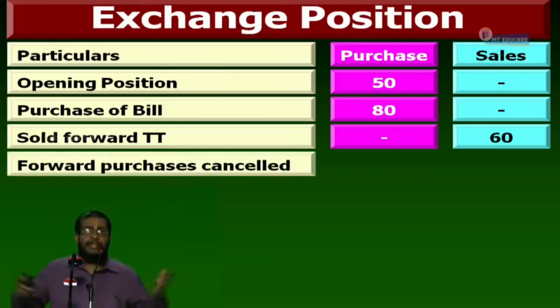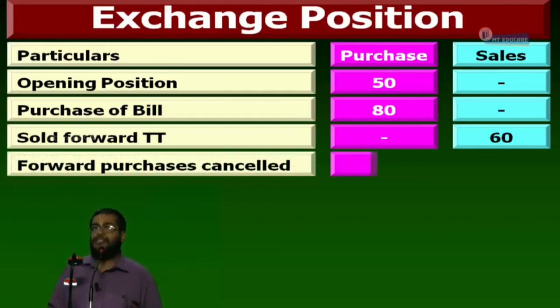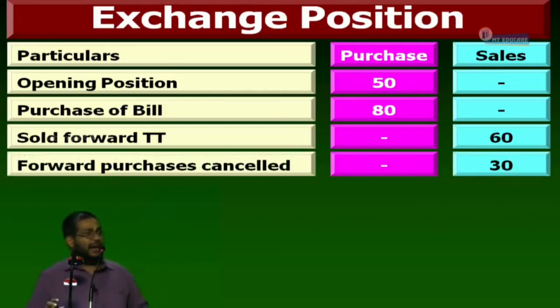So, when I cancel the forward purchase, I write in purchase or sales? Sales. How much is sold here? It is going to be 30, because no transaction will be cancelled. Only the counter will be given. Right or not? Next item is what?